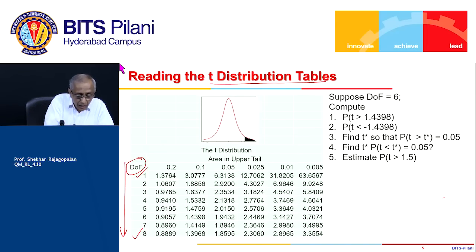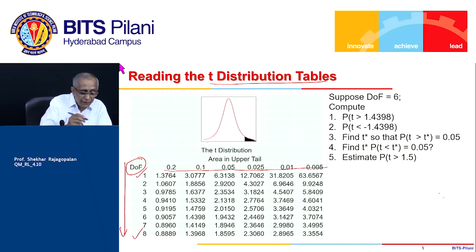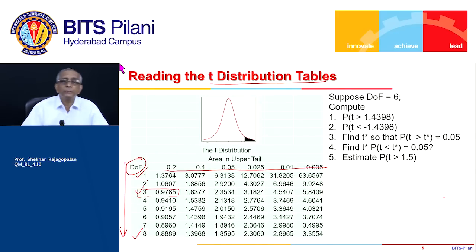The remaining items in the first row are labels. They also designate the area in the upper tail of the t tables. For example, if I look at, let's take these two cells. Number 3, the number 3 refers to a t distribution with degrees of freedom 3.